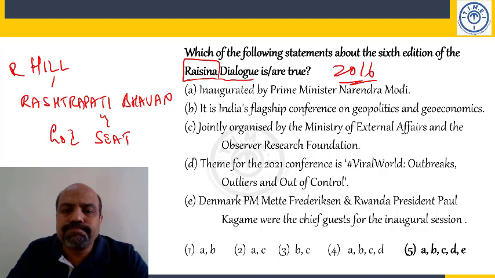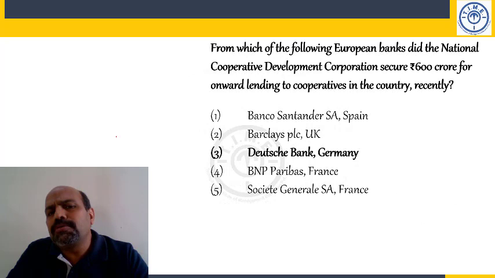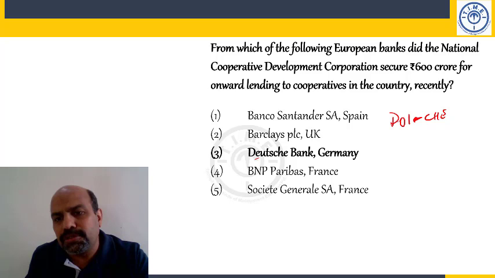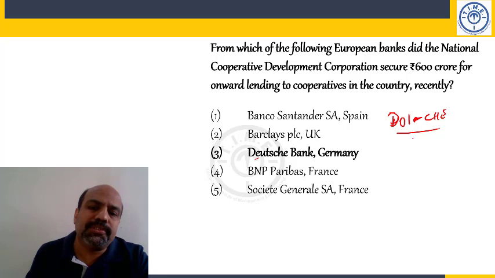From which of the following European banks did the National Cooperative Development Council Corporation secure a 600 crore pipeline for onward lending to cooperatives in India? Deutsche Bank. How do you say that? We normally say Deutsche. Some people call it Deutsche, but it's okay. It's Deutsche, that's the right pronunciation. Deutsche Bank. Deutsche means German.